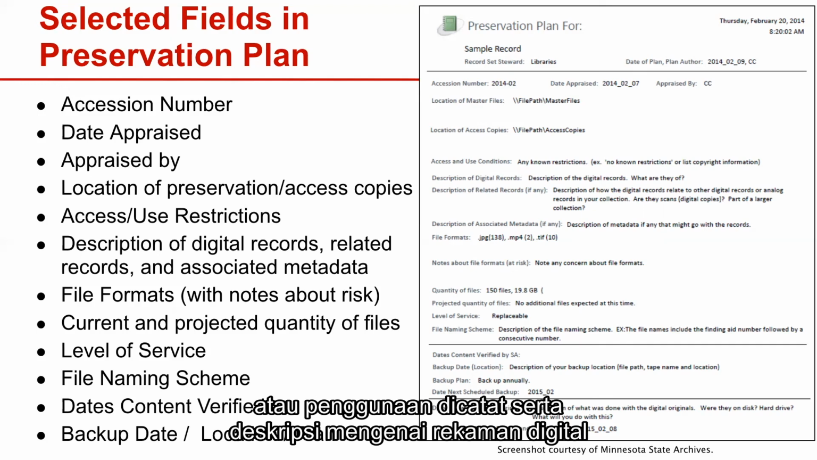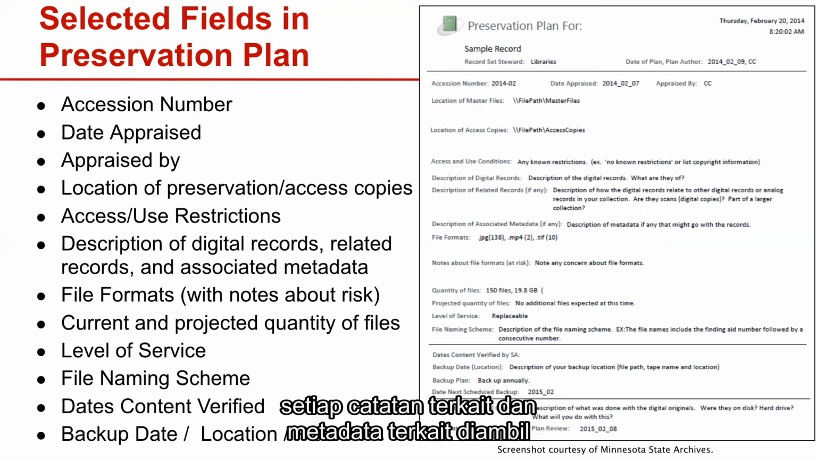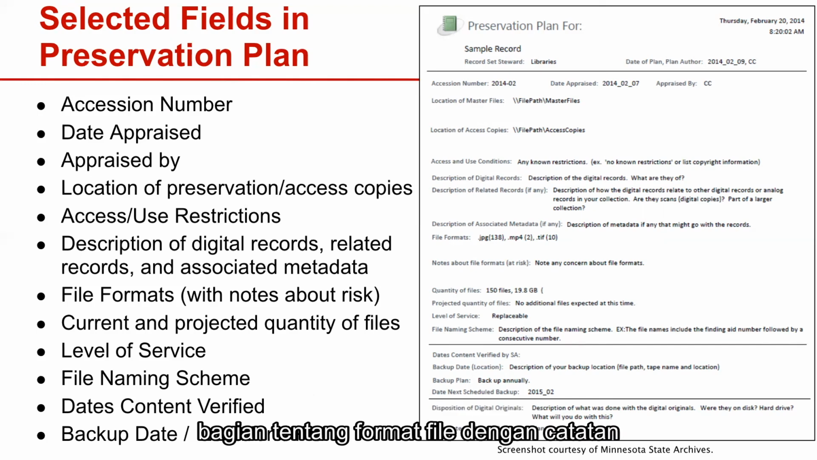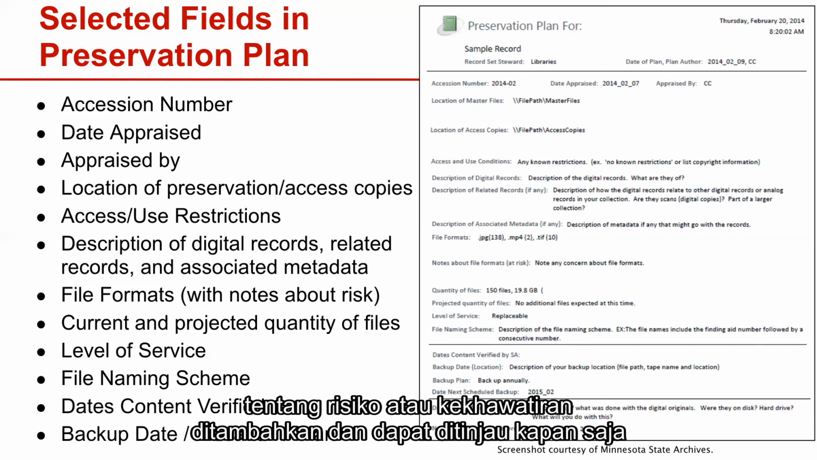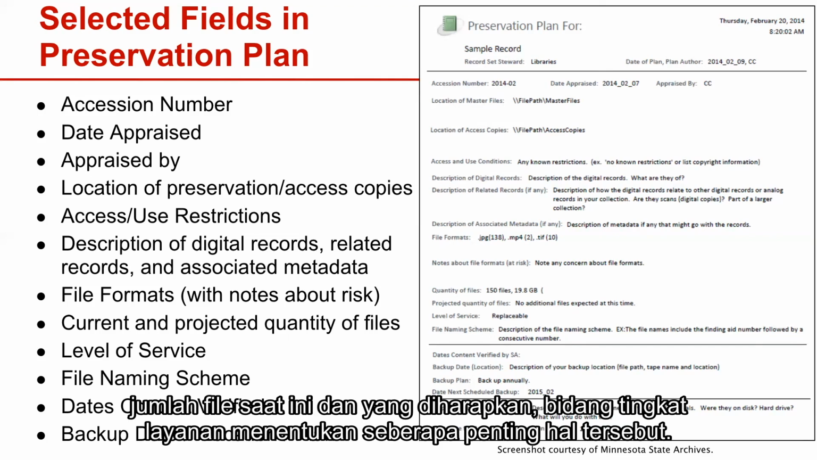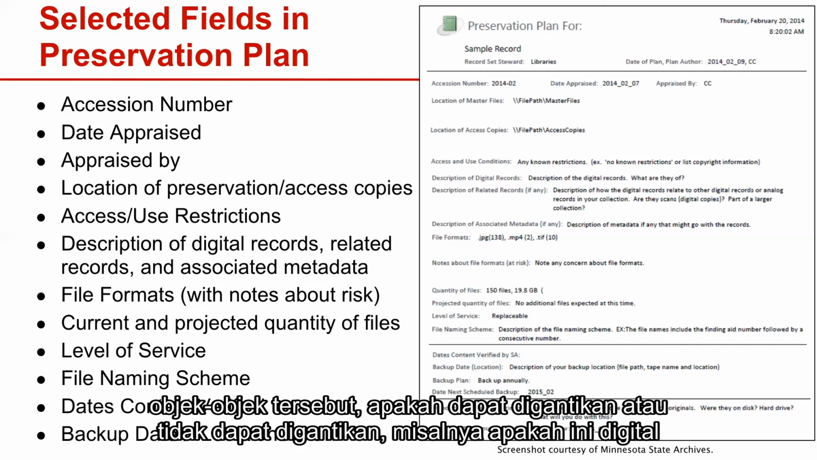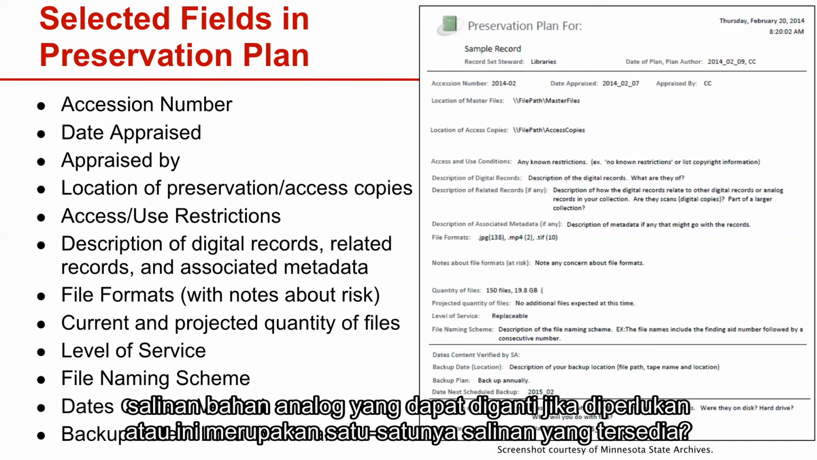A description of the digital records, any related records and associated metadata is captured. A section on the file formats with notes about risk or concern is added and can be reviewed at any time. The current and expected quantity of files. The level of service field determined how important the objects were. Were they replaceable or irreplaceable? For example, are these digital copies of analog materials that could be replaced if needed, or are they the only copies available?